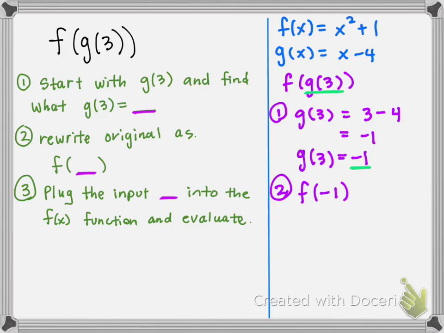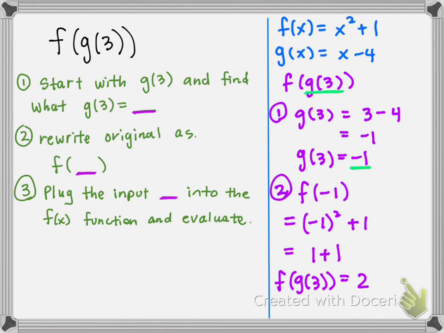So when I do that, I go to my f function, which says I take negative 1 and I square it, and then I add 1 to it. When I do that, I'm going to get 1 plus 1, which makes 2. Whoops, my brain's going too fast. And then I get f of g of 3 is equal to 2.